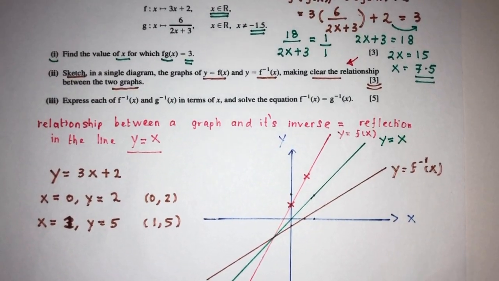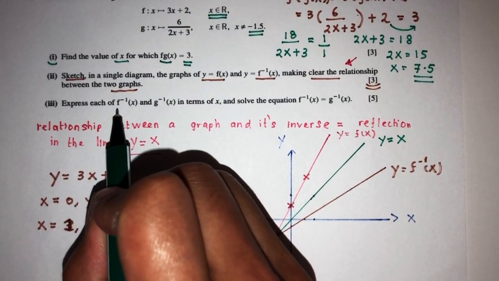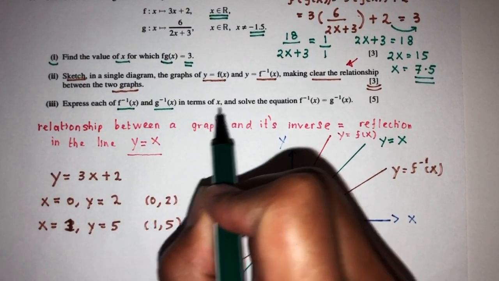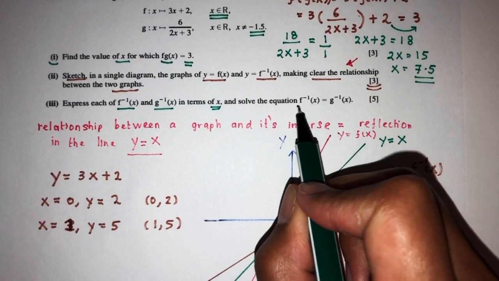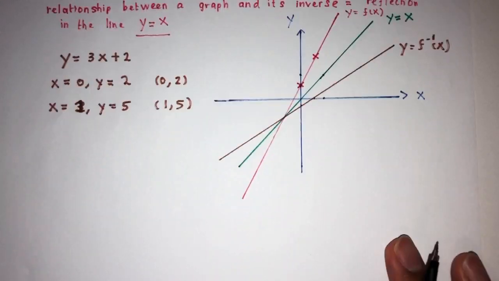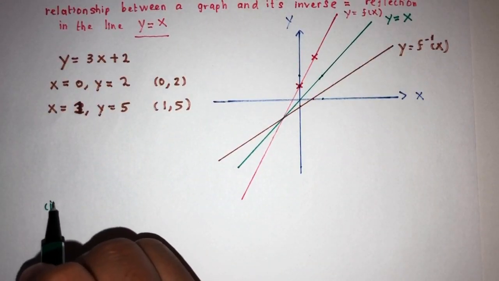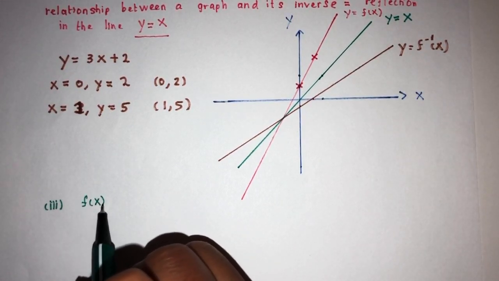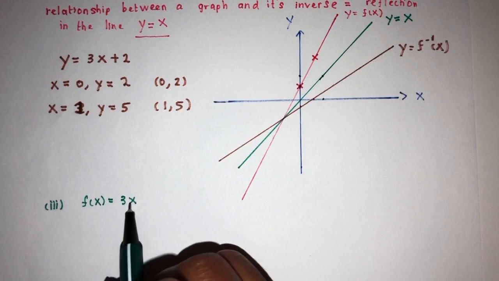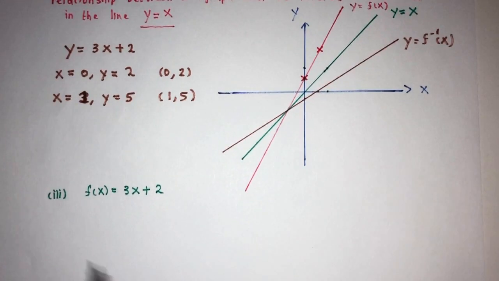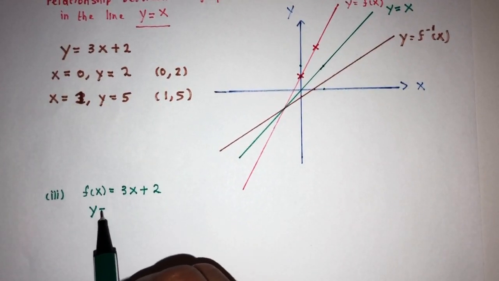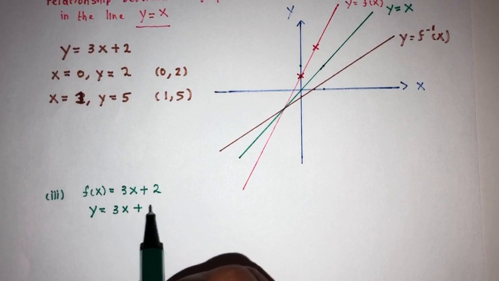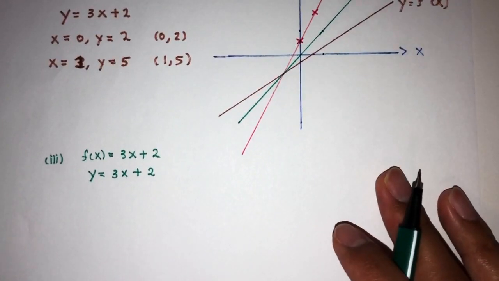Now part 3, we have to express each of this and this in terms of x and solve this equation. So let's see how we can do this. Pretty easy. Part 3. So we have f of x is equal to 3x plus 2. Now to find the inverse, let f of x equal y, which is y equal to 3x plus 2. Now we have to make x the subject of the formula.